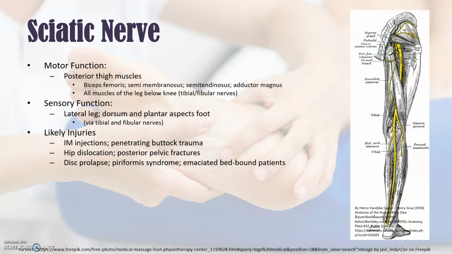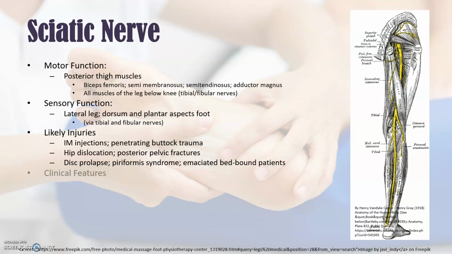It's also at risk during hip dislocation because the posteriorly dislocated hip will press against and stretch the nerve. And of course, we need to think about the effect on the nerve of compression of the nerve roots which form this nerve through disc prolapse or piriformis syndrome, which is compression of the nerve as it passes below the piriformis muscle.